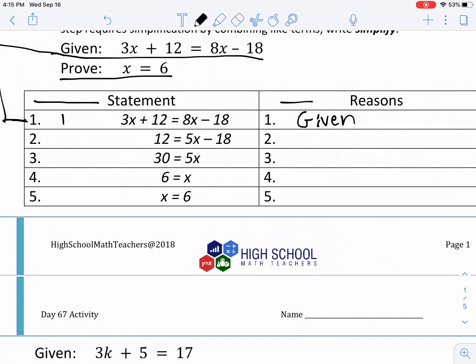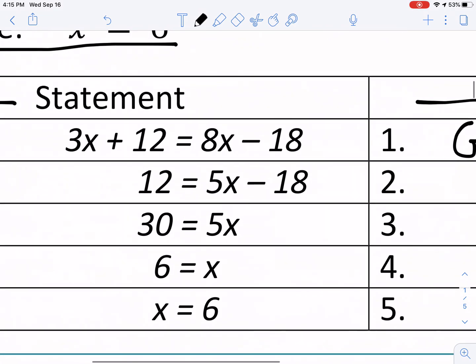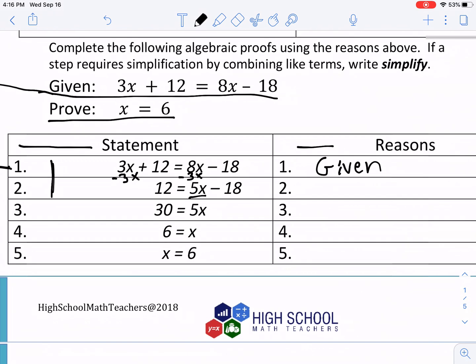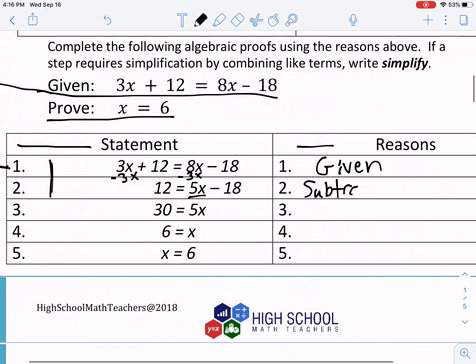So look for the difference between the two steps. What do you notice that is different between step 1 and step 2? Well, notice if I subtract 3x from both sides, isn't 8x minus 3x equal to 5x? Yeah. So what they're doing is moving that 3x to the other side. But how are they doing it? They're subtracting 3x from both sides. Which property says I can subtract things from both sides? The subtraction property of equality. So the reason I can move 3x to this side and make it into a 5x is the subtraction property of equality. That's the reason we can make this statement.